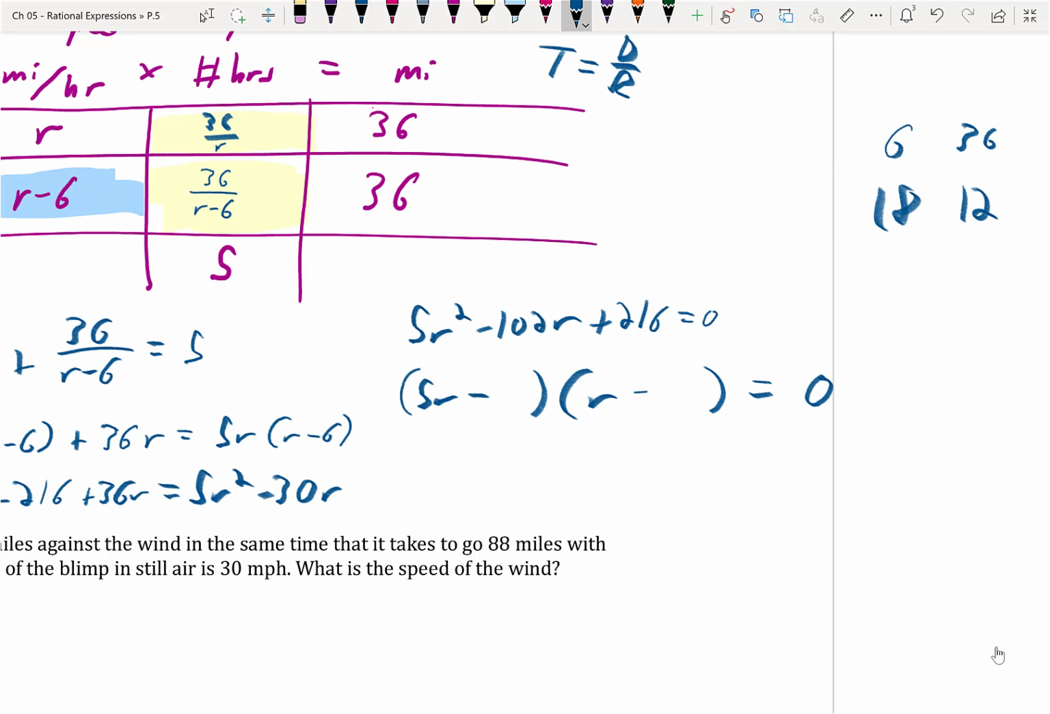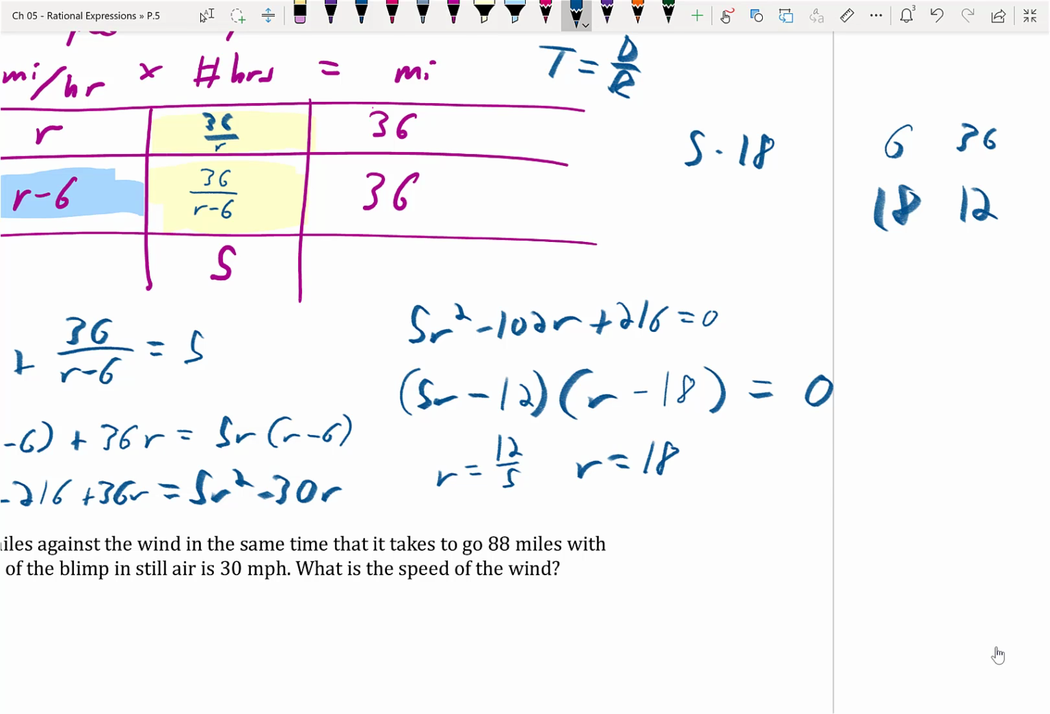5 times 18, oh, you can do that. And if you want a quick way to do 5 times 18, take a 2 from the 18 and move it over to the 5. 5 times 18 is the same as 10 times 9. That's 90. 90 plus 12 is going to be 102. So we need to make the 18 times the 5 happen, and the 12 happen by itself. And I get r is equal to 12/5, and r is equal to 18.